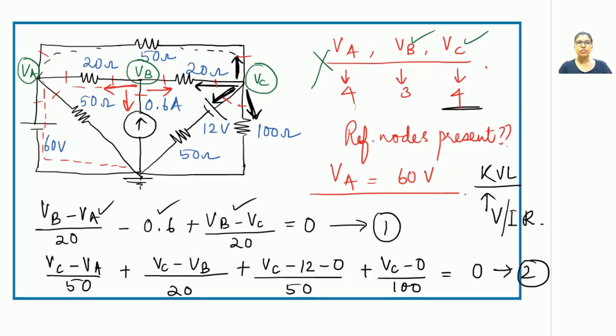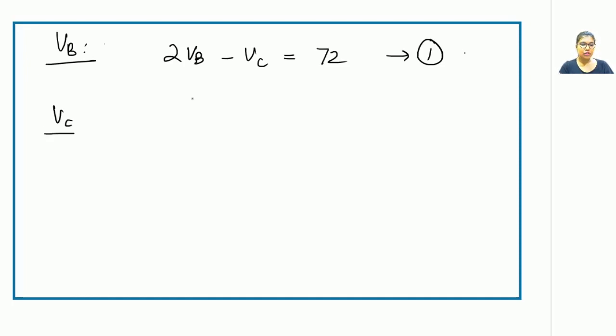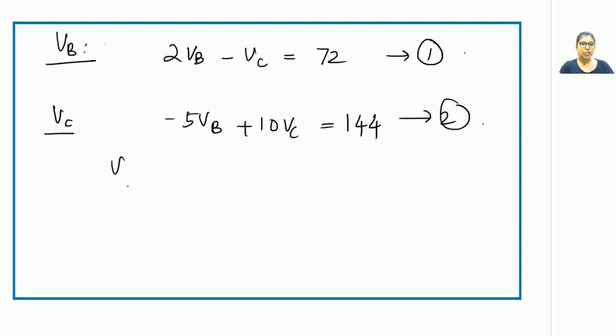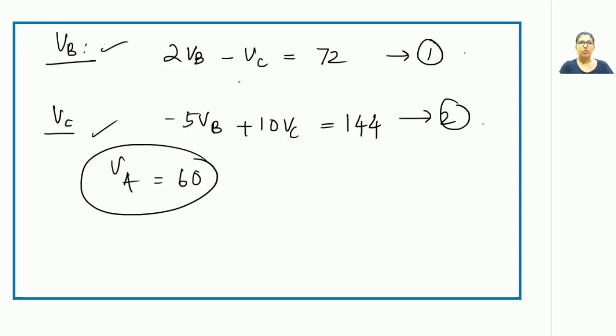We had 2 unknowns and we have already obtained 2 equations. Let us now simplify these equations and obtain the values for VB and VC. Upon simplification of the VB equation, one can obtain this, and upon simplification of the VC equation, one obtains this. It is already known to us that the value of VA is 60 volts. So I have substituted the value of VA in both these equations and I have obtained these 2 simplified equations.